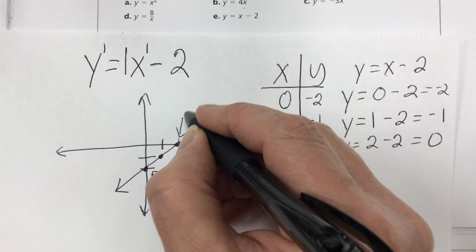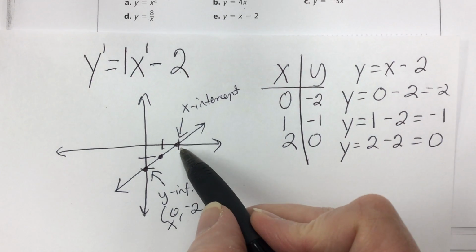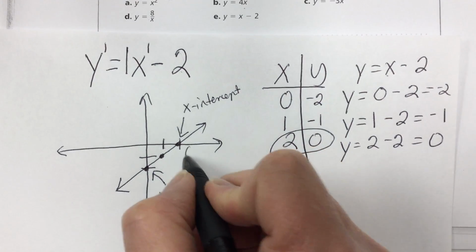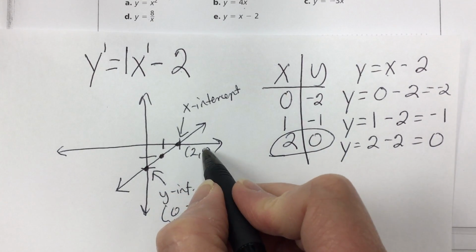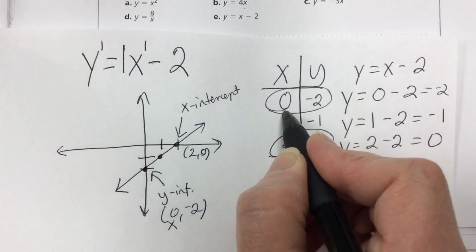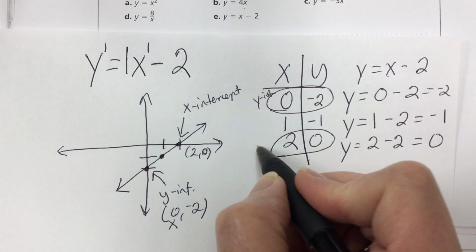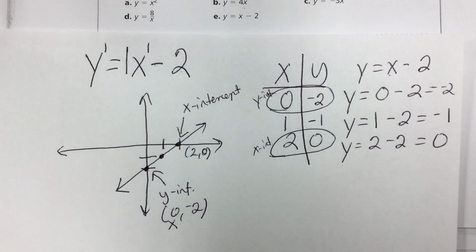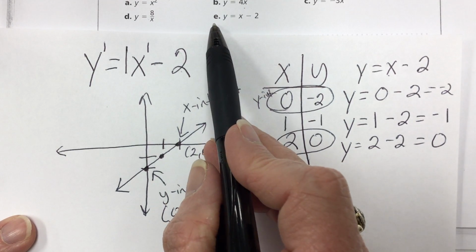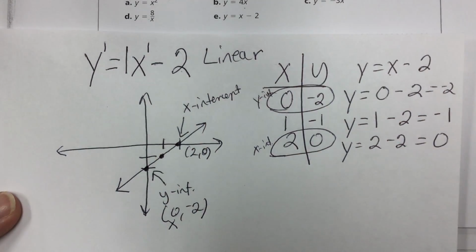Now, I'm going to also talk about the x-intercept. The x-intercept is where the graph crosses the x-axis. And the name of this point is 2, 0. So for every x-intercept, y is 0. For every y-intercept, x is 0. So this was your y-intercept. This was your x-intercept, okay? So, yes, this is a line. So E is linear. Yes, E is linear, okay?